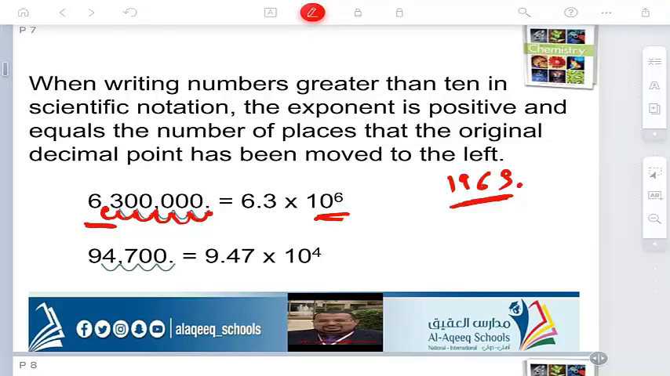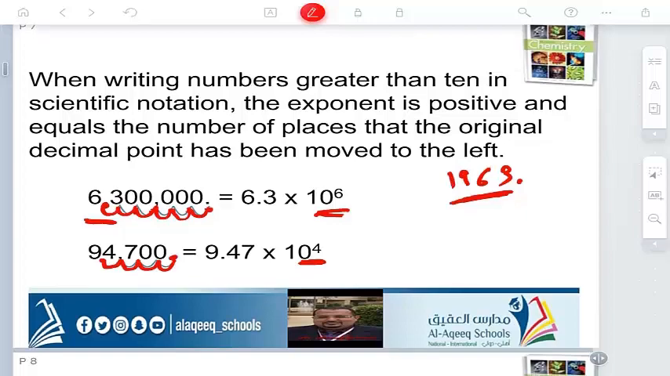If the number is like this, 94700, imagine the decimal here and move 1, 2, 3, 4. So it's 10 to the power of 4. 9.47 times 10 to the power of 4. This is the scientific notation for this number.